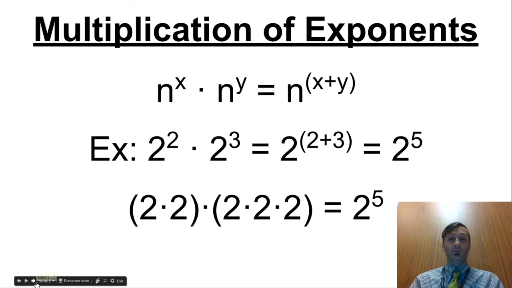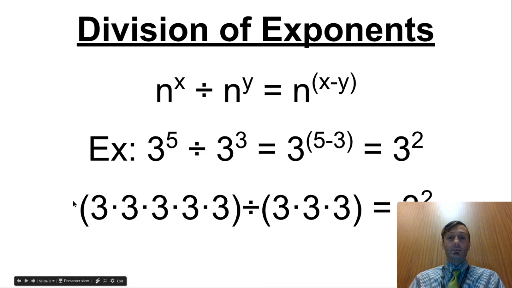Second rule, division of exponents. Same thing but backwards. n to the x divided by n to the y equals n to the x minus y. Right? As long as your base is the same, this works.